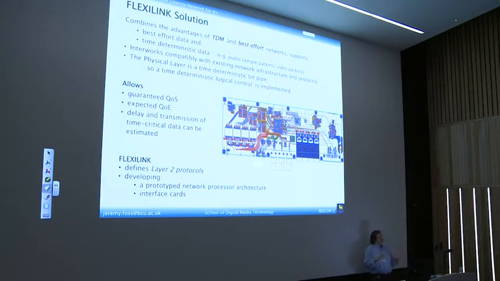Then around that, any best effort data which doesn't really mind about any sort of delay or latency, we can start to pack around the gaps within that bit pipe. So basically we're intelligently using a scheduling format for getting that time deterministic data through that node and packing any best effort data around it. So Flexilink, it says at the bottom there, is basically defining the layer 2 protocols to do this and developing a prototype network processor architecture and the interface cards to do it.